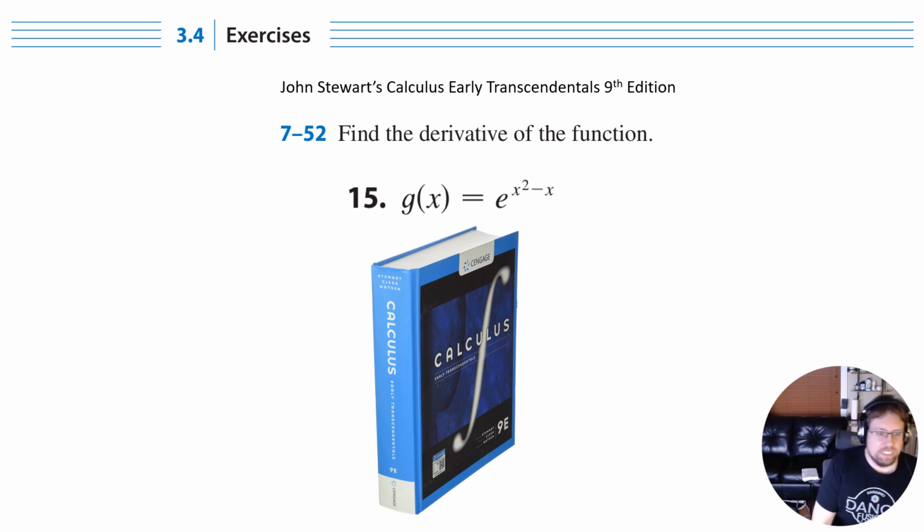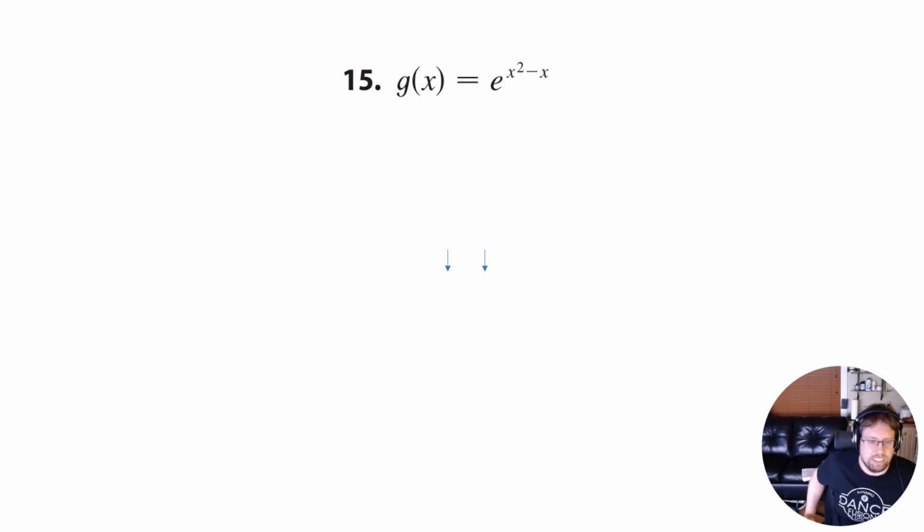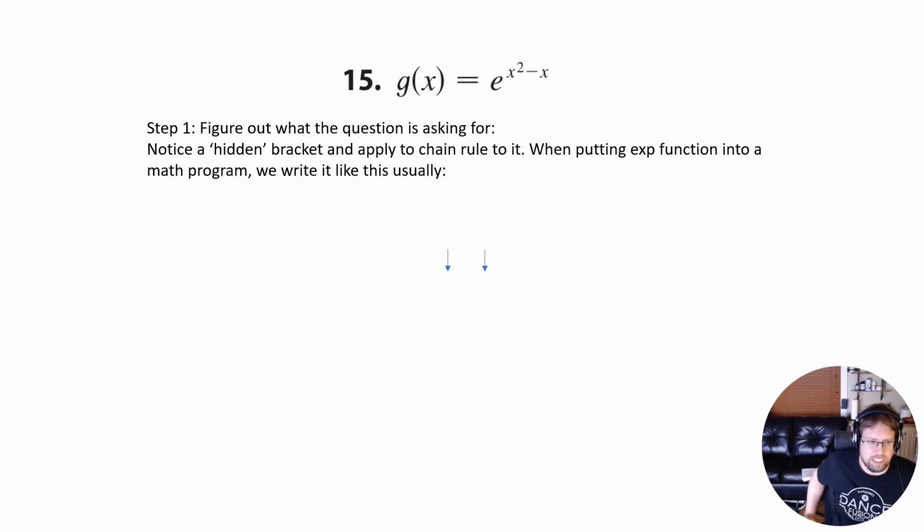Hello there, we are doing question number 15 today from section 3.4. Alright, so we'll jump right into it. We have to figure out what this question is asking for. Basically it wants you to realize that there's hidden brackets and you have to apply the chain rule.